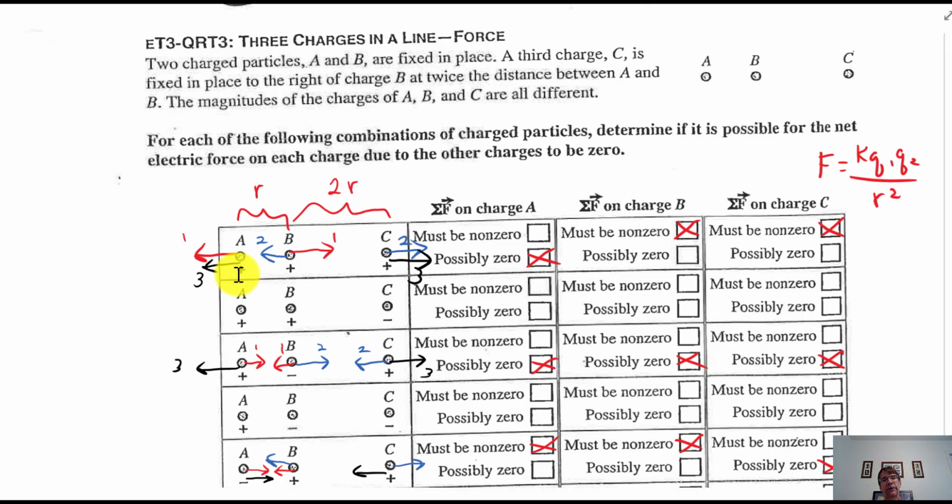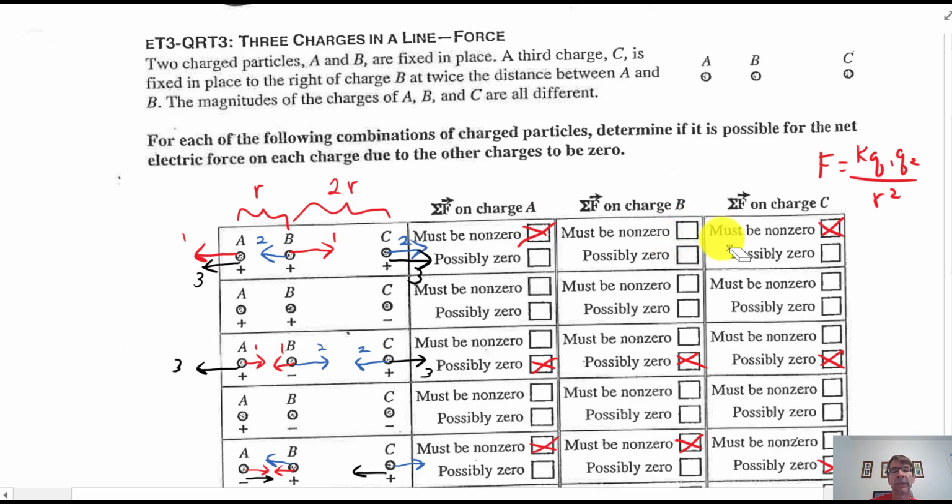Now, let's answer the question for this one going along. It says the sum of the forces on charge A. In other words, the net force on charge A. Well, something's wrong here. That says possibly 0 on A, but it must be non-zero. Charge A must have a non-zero force, because it has 2 forces to the left. There's no way that it could add up to 0. It's going to have a force to the left. So this is the wrong X here.